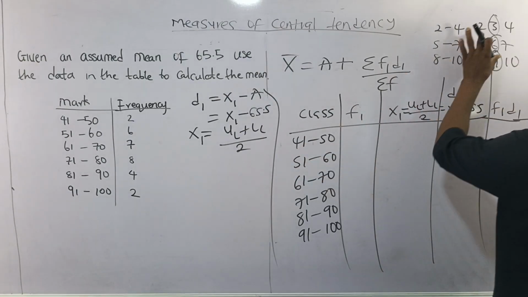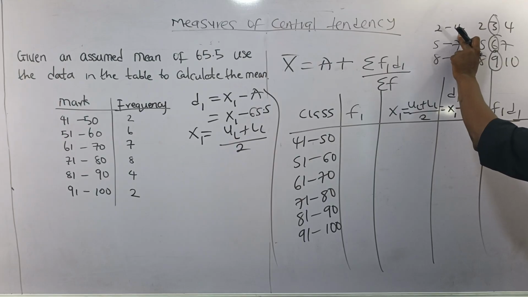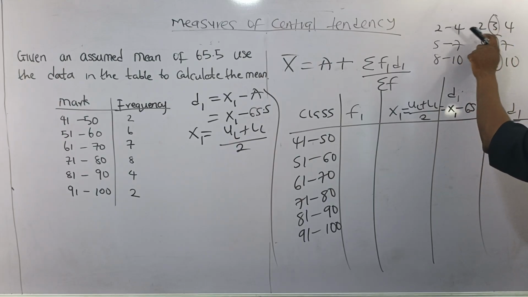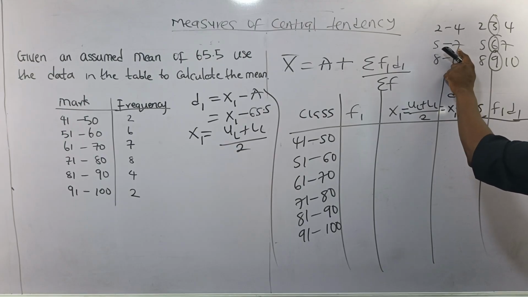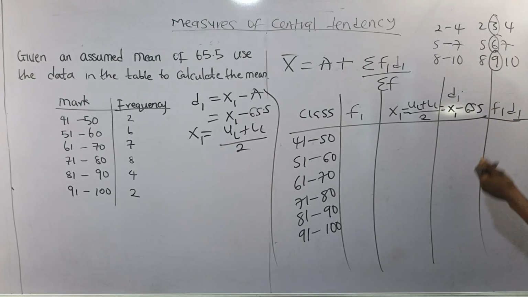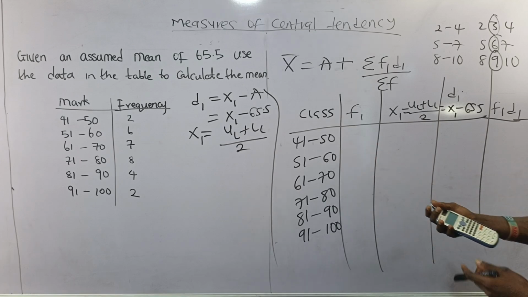If we do it this way, it will be a waste of time. But if you check, 2 plus 4 is 6. 6 divided by 2 will give you your 3. 5 plus 7 is 12. 12 divided by 2 will give me 6, and so on and so forth. That's why we're using this formula to save our time instead of counting.